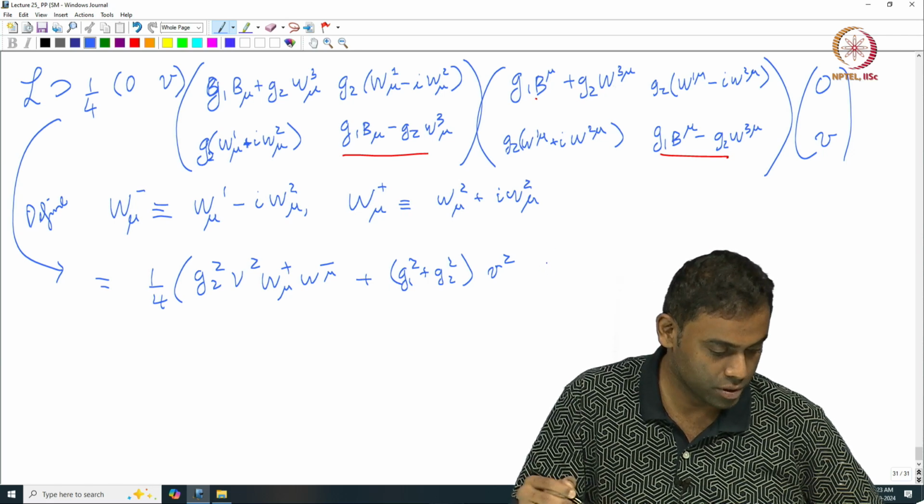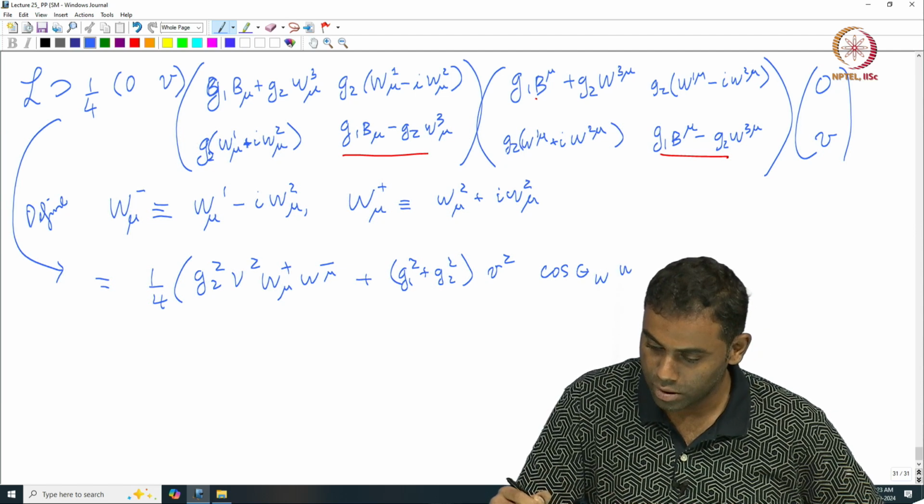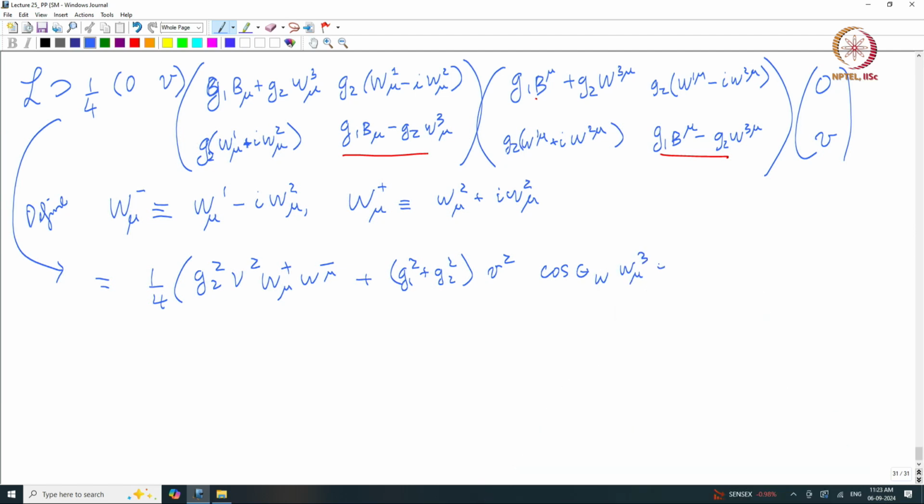So, I am going to write it in a slightly interesting way. Let me call it cos theta W W3 mu minus sin theta W B mu, squared. What does theta W stand for? I have just defined tan theta W as G1 over G2. Now go back and plug this in and convince yourself that this is exactly the combination that picks up the mass here, from the Lagrangian.